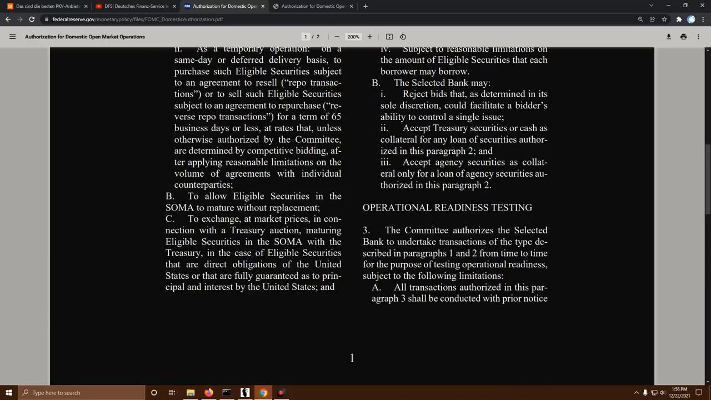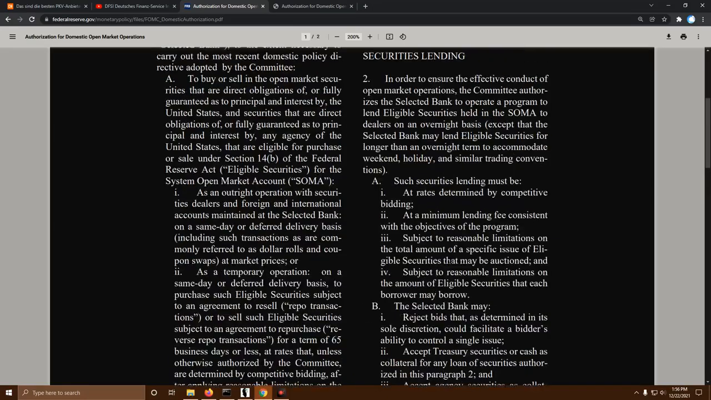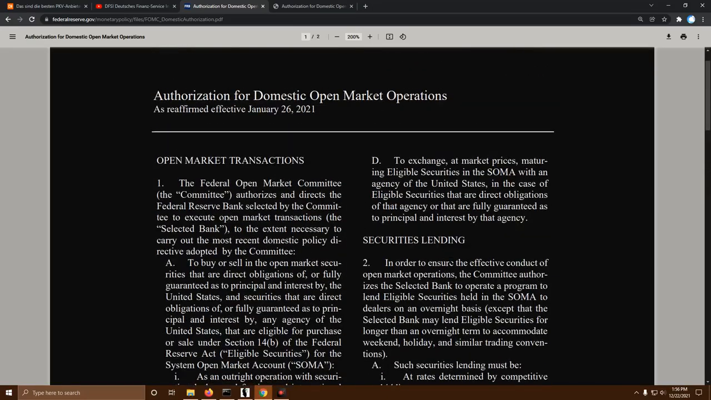C. To exchange at market prices, in connection with the Treasury auction, maturing eligible securities in the SOMA with the Treasury in the case of eligible securities that are direct obligations of the United States or that are fully guaranteed as to principal and interest by the United States, and to exchange at market prices maturing eligible securities in the SOMA with an agency of the United States in the case of eligible securities that are direct obligations of that agency or that are fully guaranteed as to principal and interest by that agency.